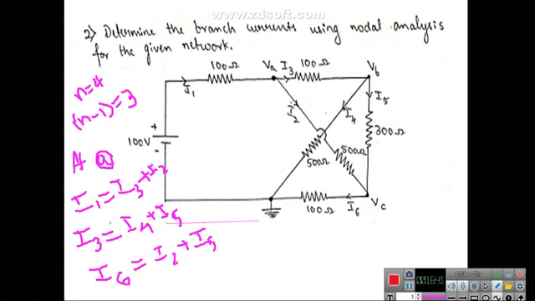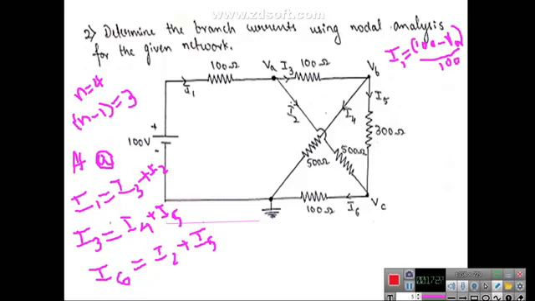writing the equation for each current. So what is I1? By looking at this network, the current is going toward this node, from higher potential to lower potential, therefore I1 is equal to 100 minus VA divided by 100. That is the expression for I1.